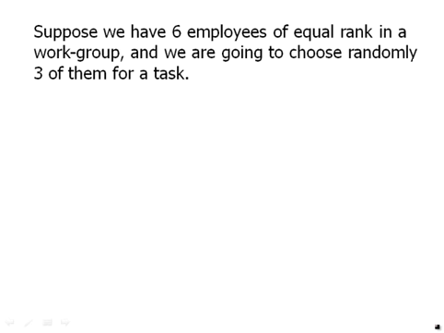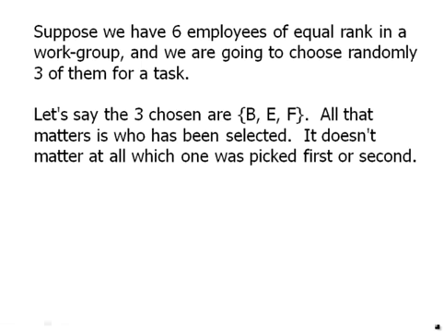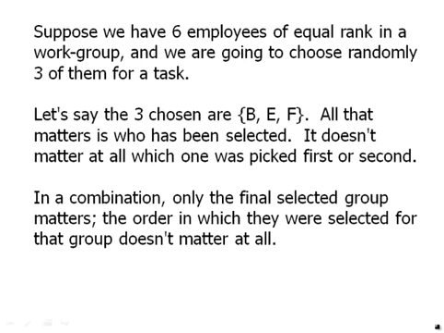Suppose we have 6 employees of equal rank in a work group, and we're going to choose randomly 3 of them for a task. Let's say the 3 chosen are B, E, and F. All that matters is who has been selected. It doesn't matter at all which one was picked first or second. It doesn't matter if we picked B first and then F, or we picked E first then B. It does not matter. All that matters is the resultant group. In combinations, only the final selected group matters. The order in which they were selected for that group doesn't matter at all.